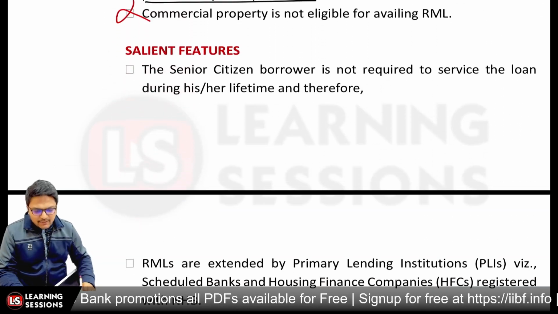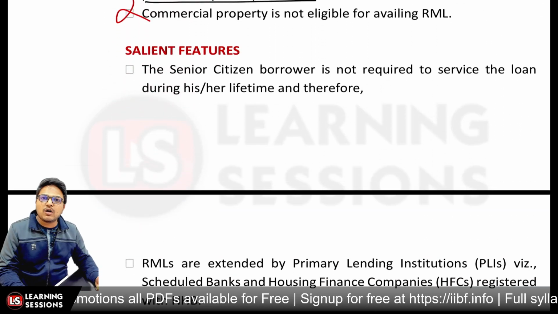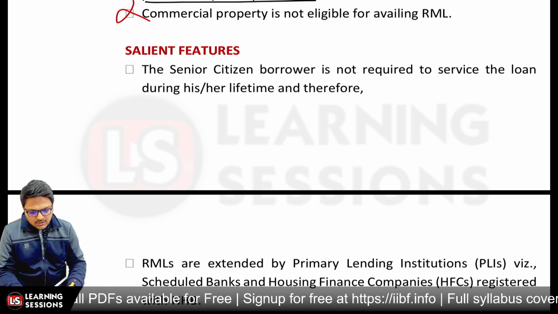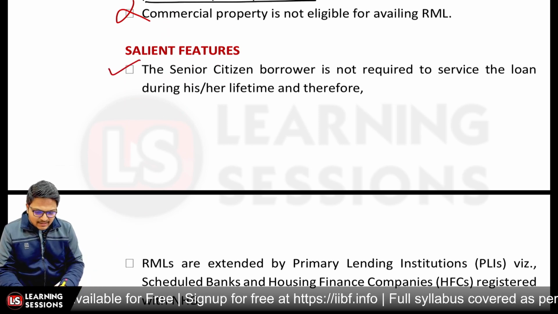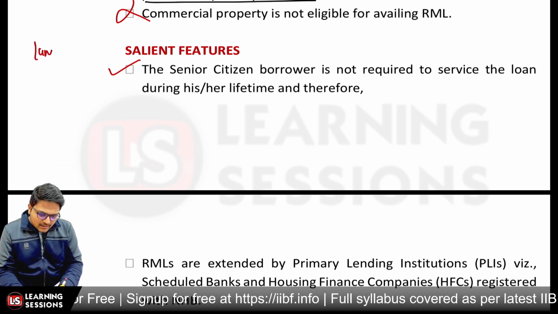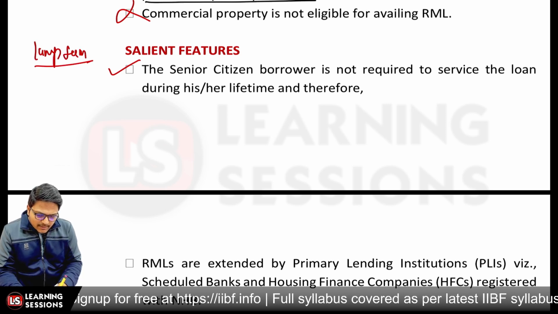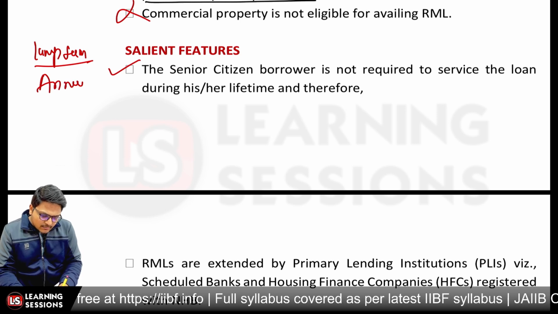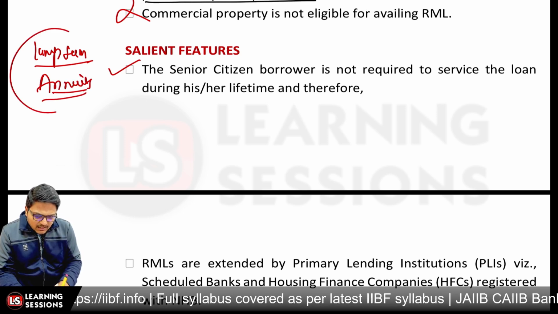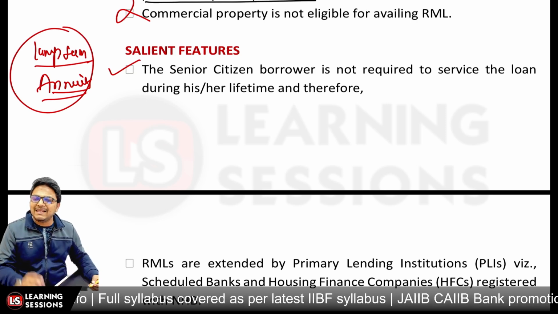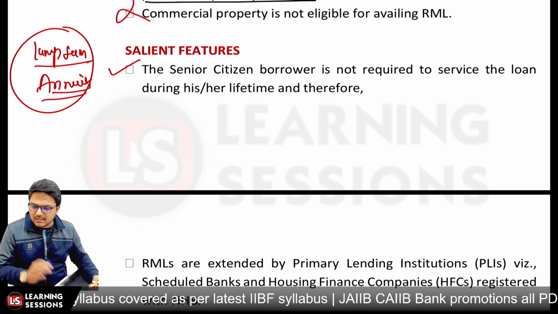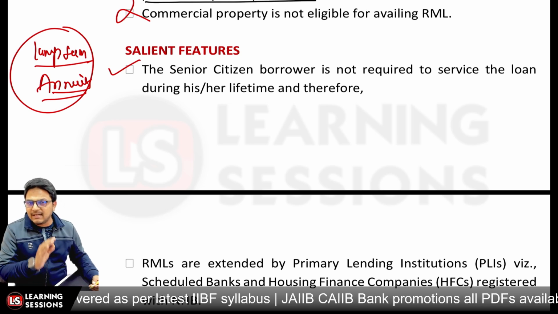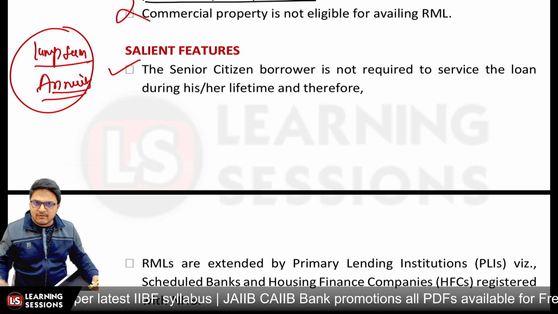Now, what are the salient features? The senior citizen borrower is not required to service the loan. That's the first thing. You just take a loan. Either you take a lump sum amount from the bank, or the bank pays you an annuity, but you need not repay the amount. The bank will recover the loan by selling the house. When the borrower passes away, the bank will be selling the home, and then what's the amount that will be adjusted, right?